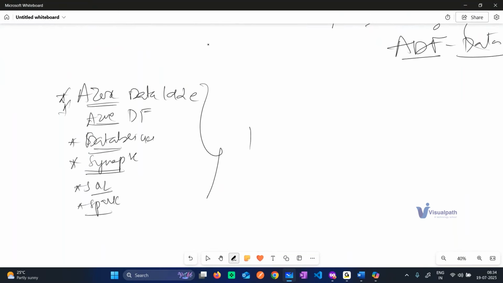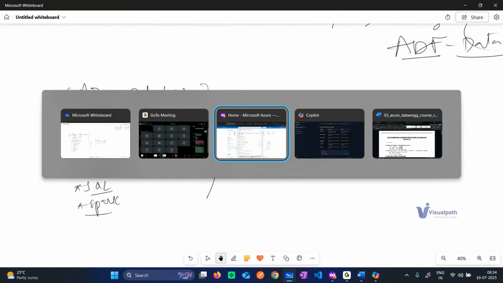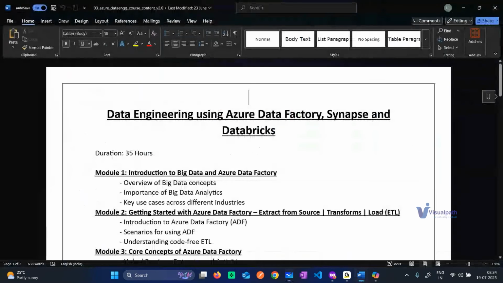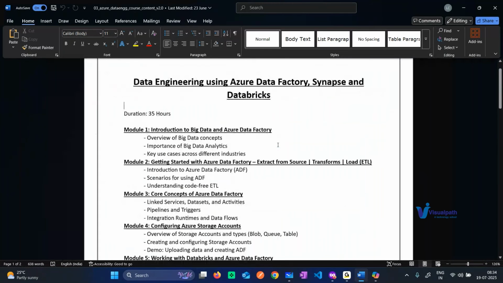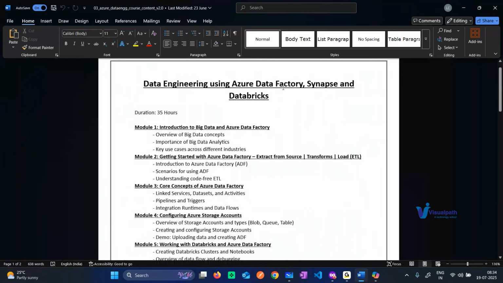This is about your journey, participants, for data engineering. This learning path is being sponsored to you by Visualpath in this data engineering format. And you see here, participants, the same concepts that I've been highlighting: Data Factory, Synapse, and Databricks.